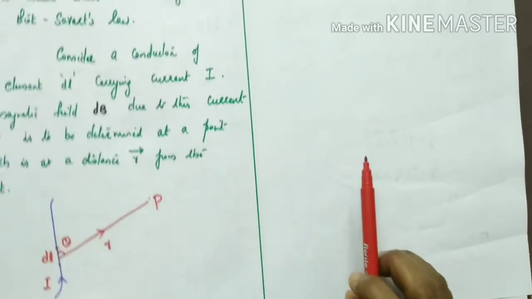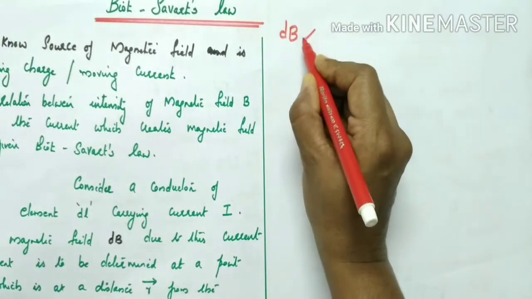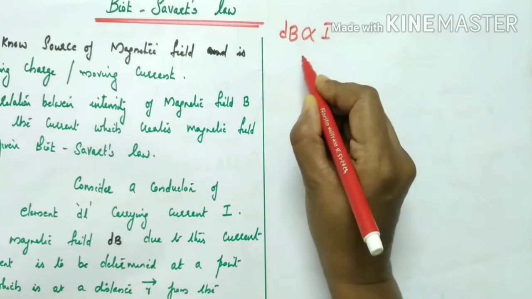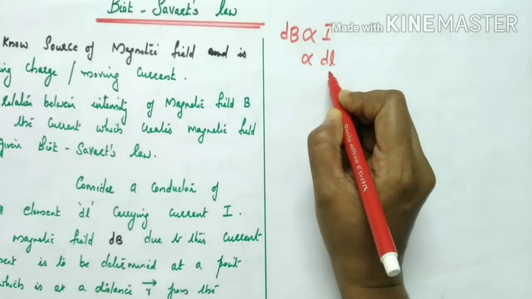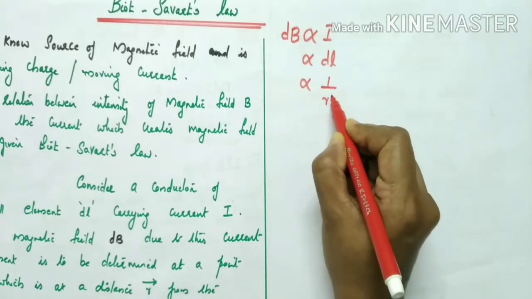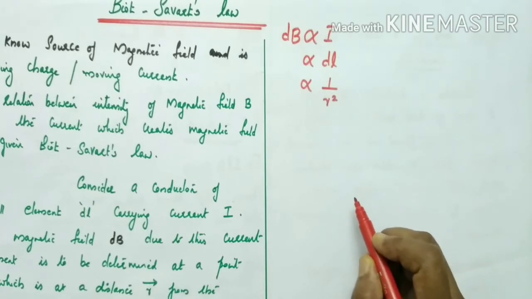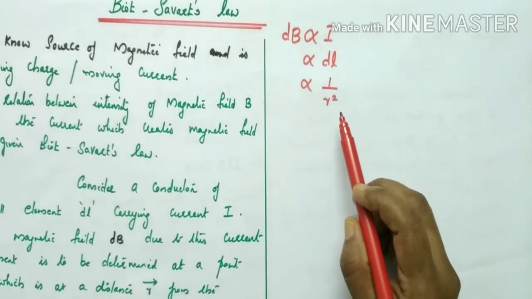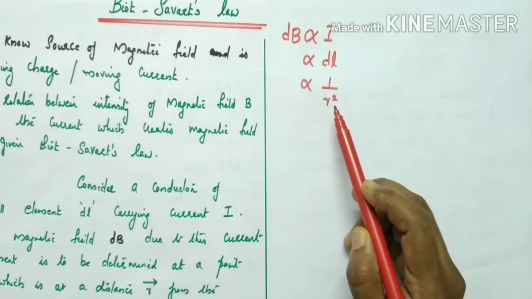So Biot and Savart observed that the magnetic field due to this current element is directly proportional to the current, and directly proportional to the length of the current element dl. It is inversely proportional to the distance squared. Similar to Coulomb's law, as distance increases, what happens to the force? Force decreases. As distance increases, the electric field also decreases. So similarly, the magnetic field due to the current element is inversely proportional to r square. It obeys the inverse square law.